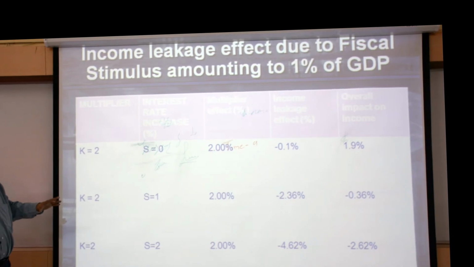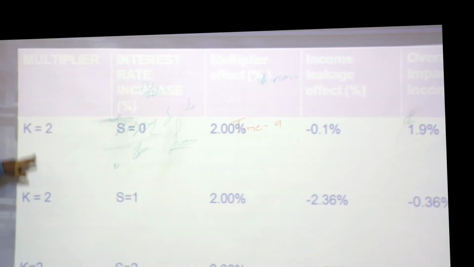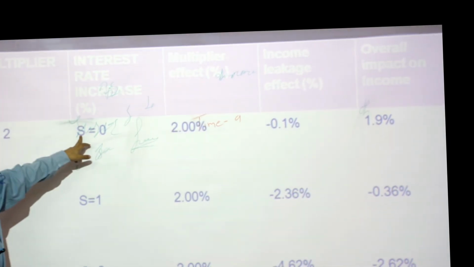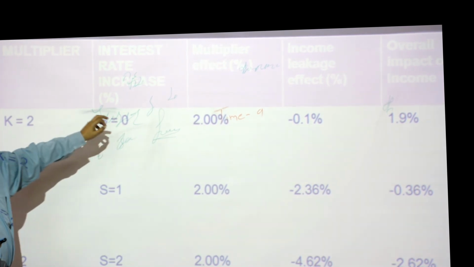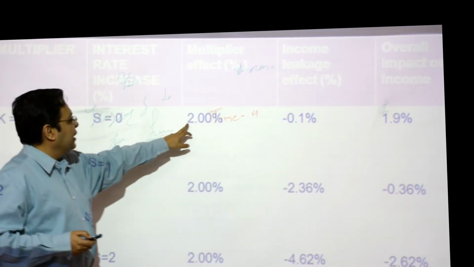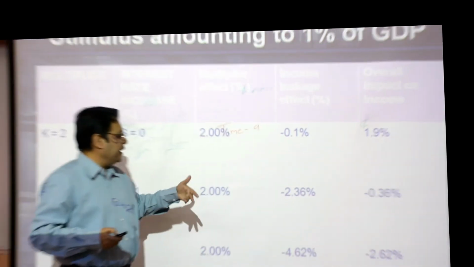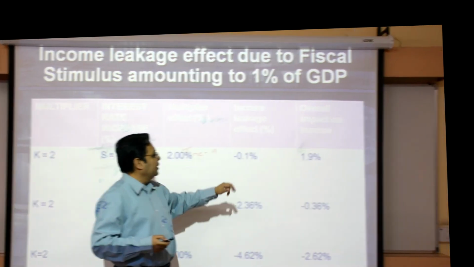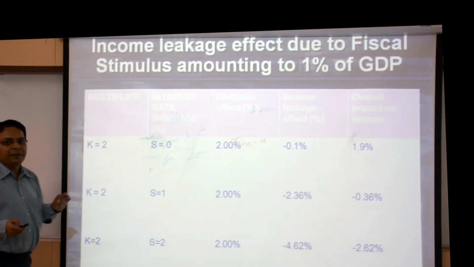Now, we have taken some numbers to understand the same equation. We have put the value of the multiplier K as 2, and we have said, what if the interest rate doesn't increase at all in the subsequent years? Then the multiplier effect is going to be 2%, the leakage part, the negative part in that equation, is going to be minus 0.1%, and the overall impact on income is going to be 1.9%.